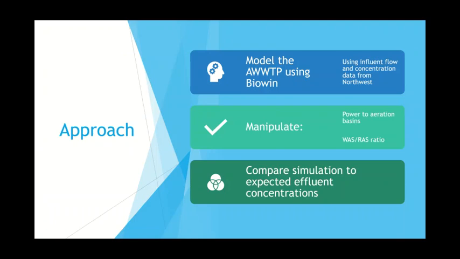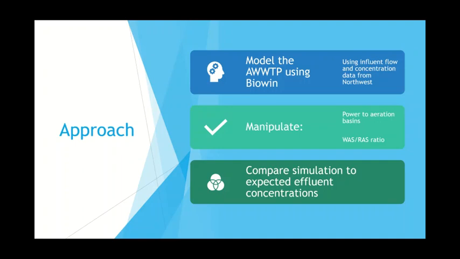The approach for the optimization of this process will be to model the advanced wastewater treatment plant using BioIN. For the simulation, effluent volumetric flow rates from January 2016 and max reported concentration data from the Northwest plant are specified in this model. The simulation output using the plant specifications will be compared to the reported effluent concentrations in the Northwest report, and then we will optimize the model and compare to our initial model.